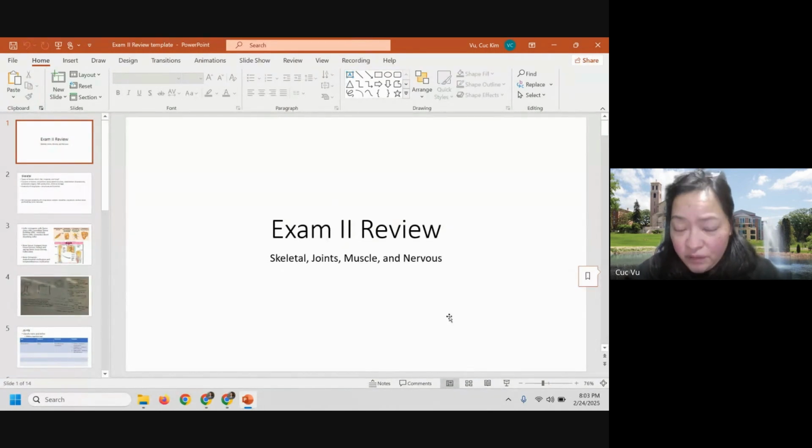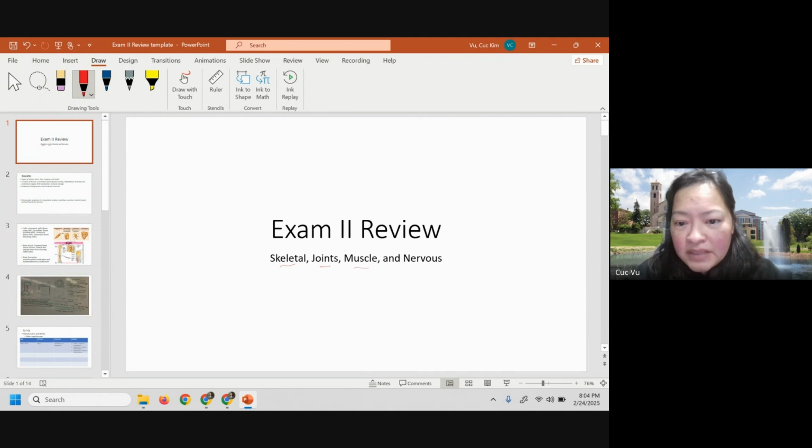General overview. Exam 2 is going to cover the skeletal system, the joints, the muscles, and the nervous system. And just to go through the logistics, same thing as exam 1. Make sure that you can't take it unless you have Respondus LockDown working. You also have to have a webcam. And what's really important is to make sure that you do the environmental scan correctly.